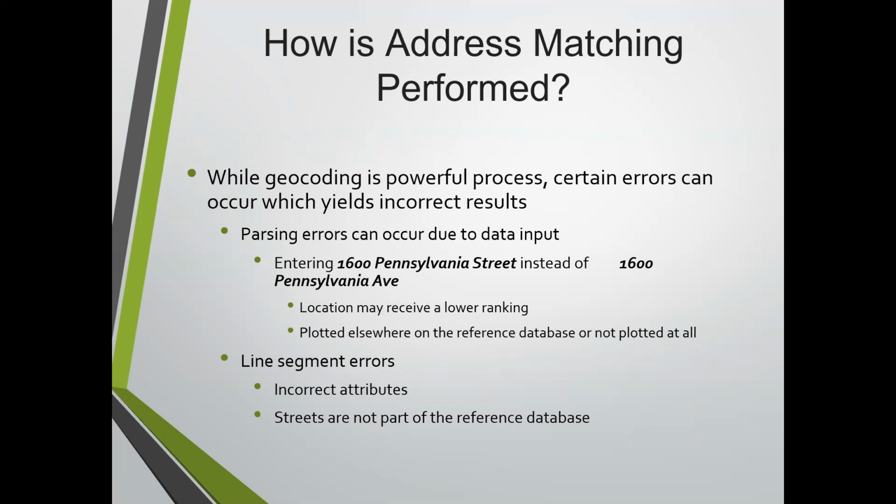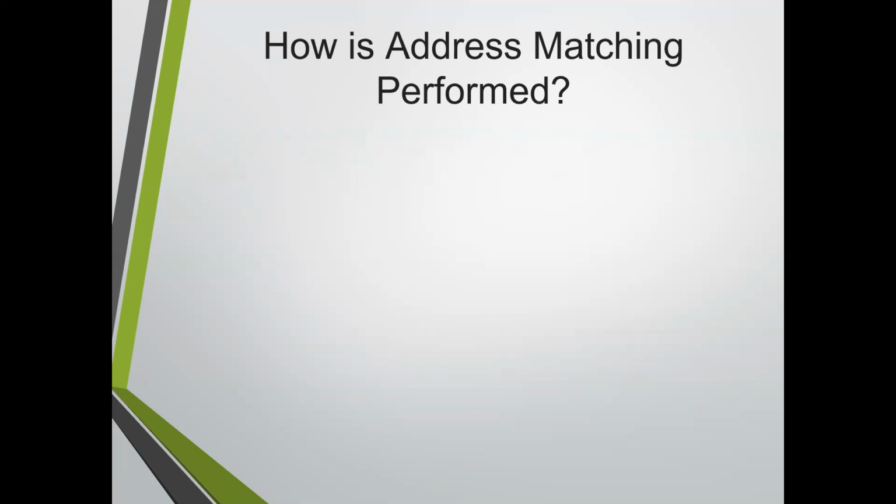Streets may not be part of the reference database, like we said. If we've got an older database and subdivisions have not been created in that database, there's no information out there. So that wouldn't be a parsing error. That would be an error just due to the fact that the line segments don't exist.